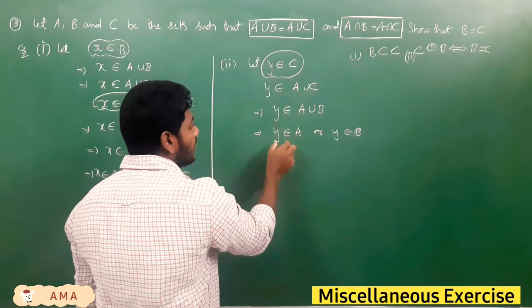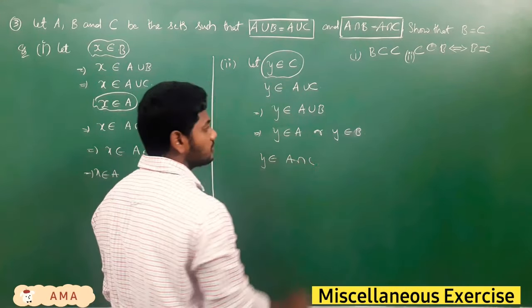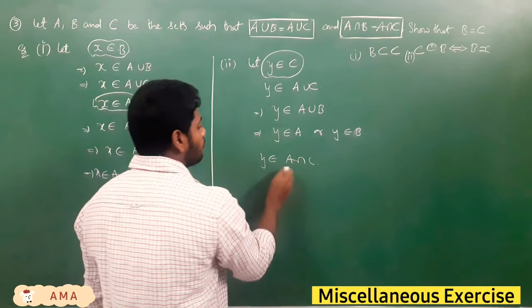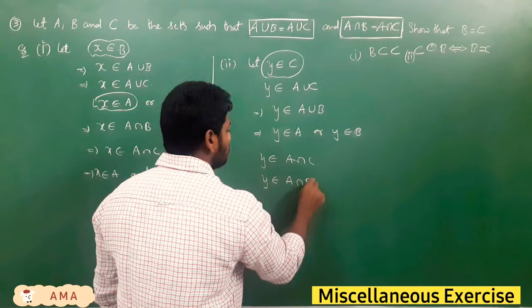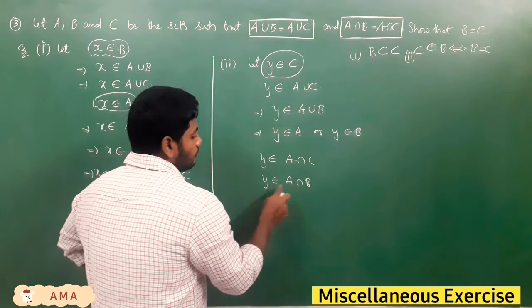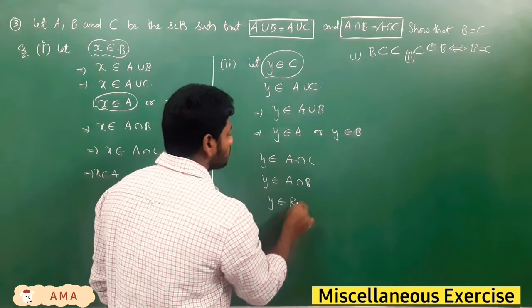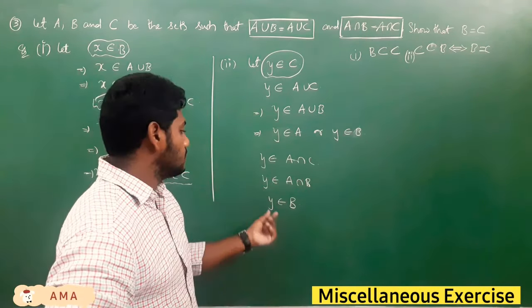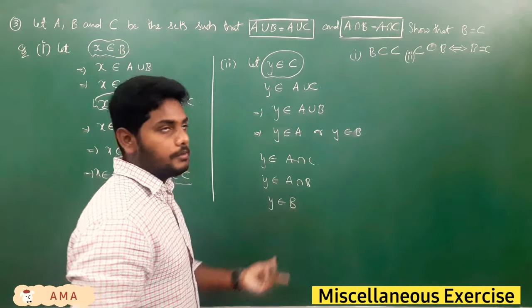y belongs to C and y belongs to A, nothing but y belongs to A intersection C. If y belongs to A intersection C, what is that? Y belongs to A intersection B. If y belongs to A intersection B, nothing but y also belongs to B. A intersection B means that the element is present in A and also in B. So y belongs to B.